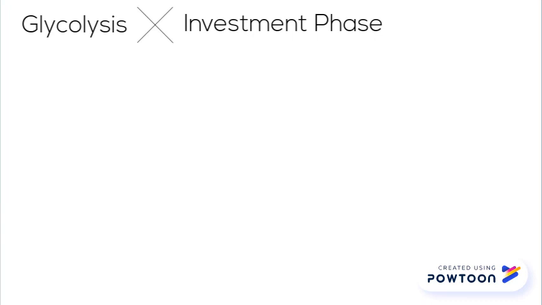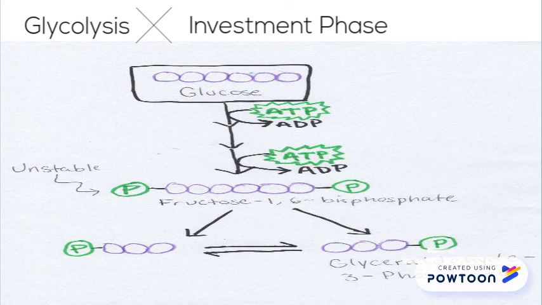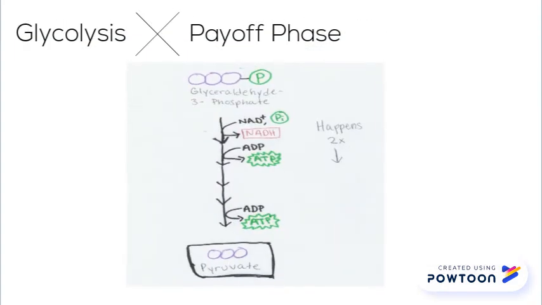In the investment phase, the starting glucose molecule gets rearranged and 2 phosphate groups are added to it, making the modified sugar fructose 1,6-bisphosphate. The modified sugar is unstable, which allows it to split in half and form 2 phosphate-bearing 3-carbon sugars. 2 ATPs are used up in this phase. In the payoff phase, each 3-carbon sugar is converted into a pyruvate through a series of reactions. 2 ATPs and 1 NADH for each pyruvate are produced.